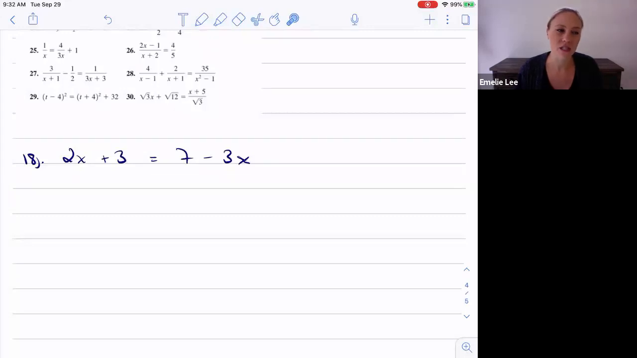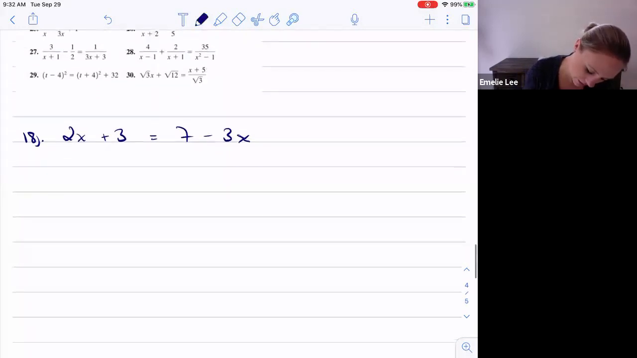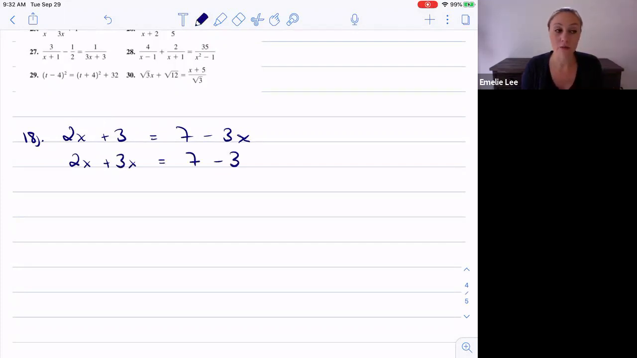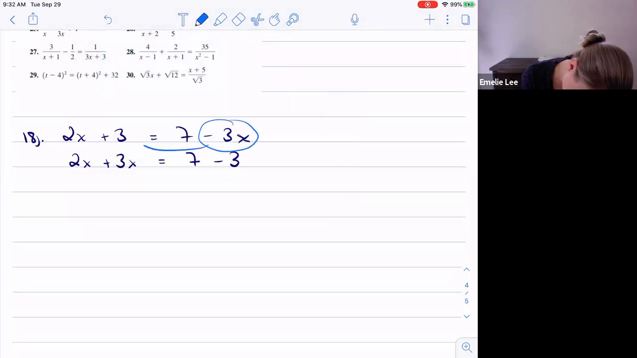But it's good to kind of have a look and see what's going to make my life easier. So here we go. I'm going to do 2x plus 3x equals 7 minus 3. Notice that I'm not showing that this moved over to the right-hand side and this moved over to the left-hand side. Well, I am, right? But I'm not showing it on both sides that I added 3x. I only show it on the side that it matters. Okay. So just to show this moved over to this side and this moved over to this side.